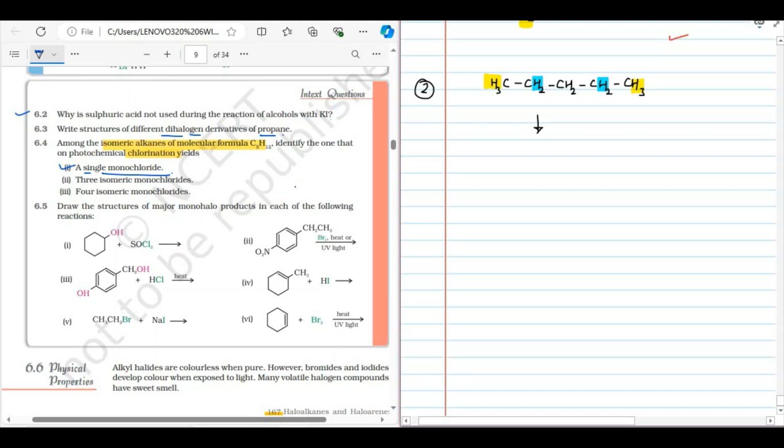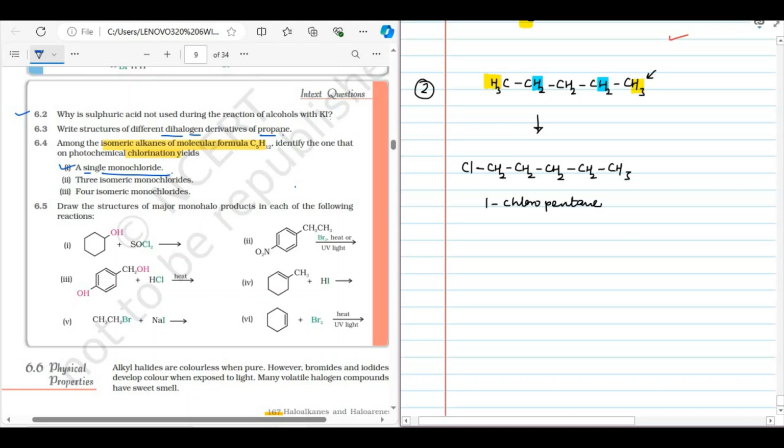If we replace the terminal hydrogen, you will get the product Cl, CH2, CH2, CH2, CH2 and CH3. When you write the IUPAC name, you will get 1-chloropentane. Even if you replace this other terminal hydrogen, then also you will get 1-chloropentane.